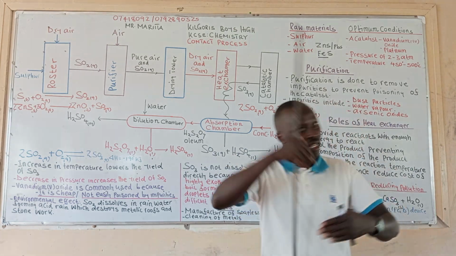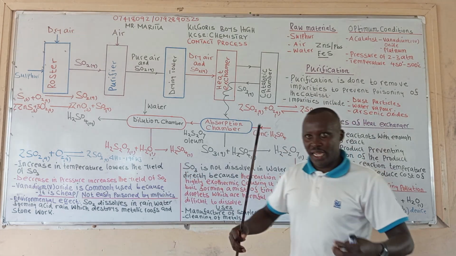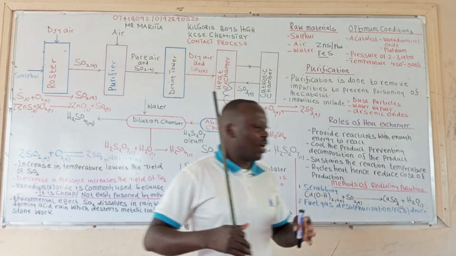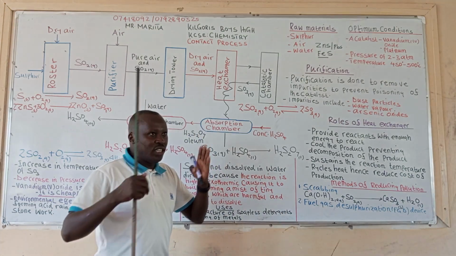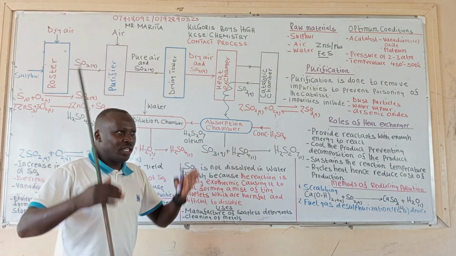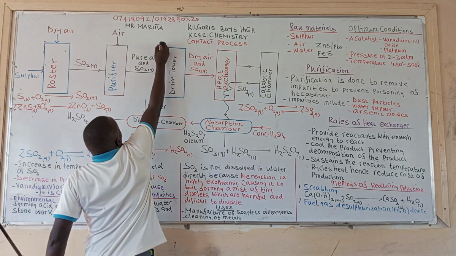The pure air, the air which has been purified, is now passed through the drying tower. In the drying towers now, the air needs to be dried. In this case, you need to identify the drying agent required here. So the drying agent is normally required here.